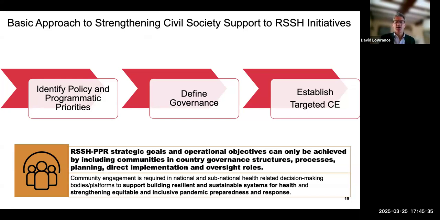And then how is the governance structurally represented? Where is it? What are the fora? What are the units within a health sector, whether formal or informal, that are important, that are relevant? And then using that to really think about establishing a targeted community engagement. And again, as we've already discussed, the key message is that any health sector, health systems and PPR goals can only be achieved by including communities end to end. This is from governance through the operational processes and planning, and direct implementation and oversight roles. So with that said, next slide.